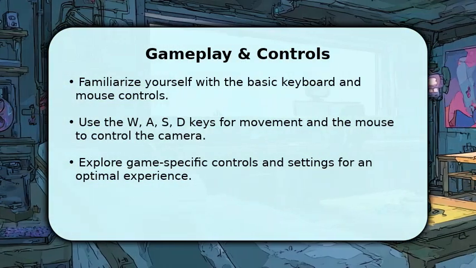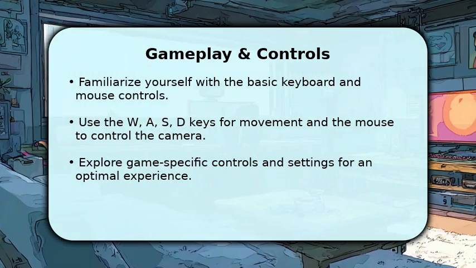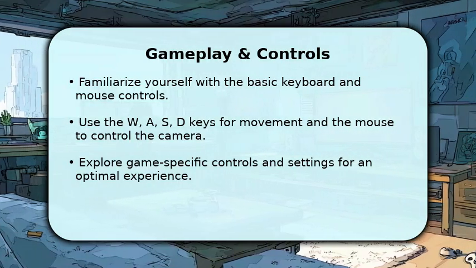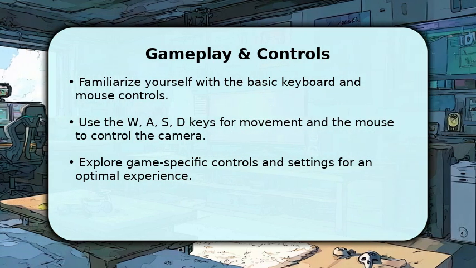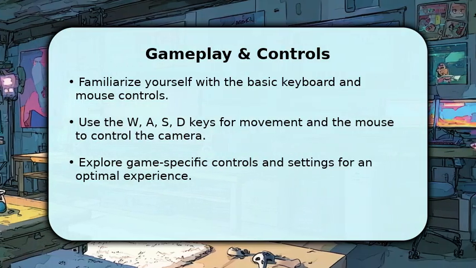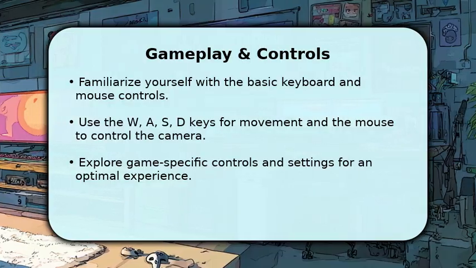Once in a game, you'll primarily use your keyboard and mouse for interaction. The W, A, S, D keys are standard for movement, while your mouse controls the camera view and allows for clicking on in-game elements. Many games also have unique controls, so pay attention to any on-screen tutorials or settings menus to fully master your chosen experience.